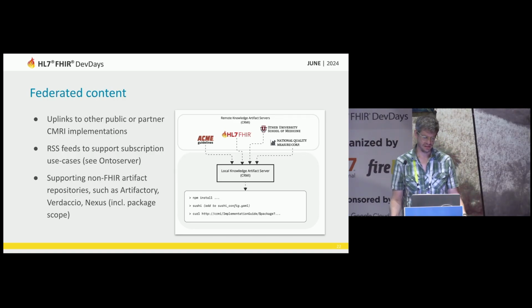There's also this RSS feed. How do we know that something's changed, like a new version got published? We basically took the idea that exists already in Onto server, which is a terminology server, and they use an RSS Atom feed to allow their downstream nodes to be aware of when new code systems or value sets have been added upstream. And there's also some work to support off-the-shelf artifact repositories like Verdaccio and Nexus or Artifactory.